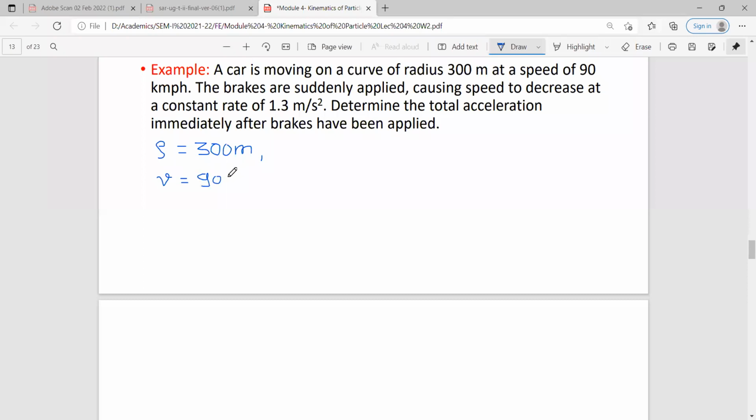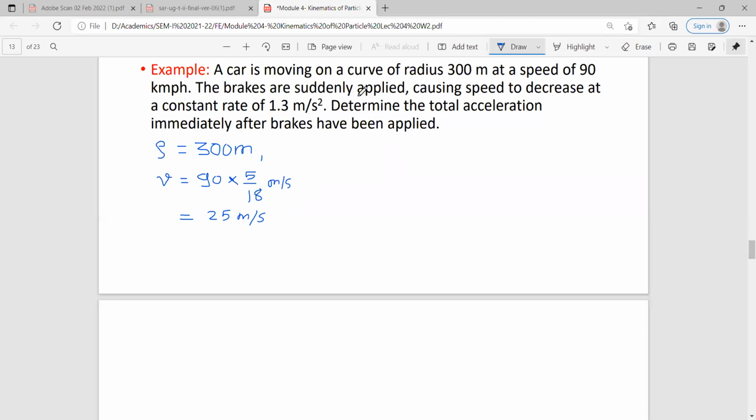90 kilometer per hour. How to convert it into meter per second? What is the factor to be multiplied? To convert kilometer per hour into meter per second, which factor? 5 by 18. So it is 5 by 18 meter per second. So 18 and 9, 5, 5, 25. 25 meter per second.